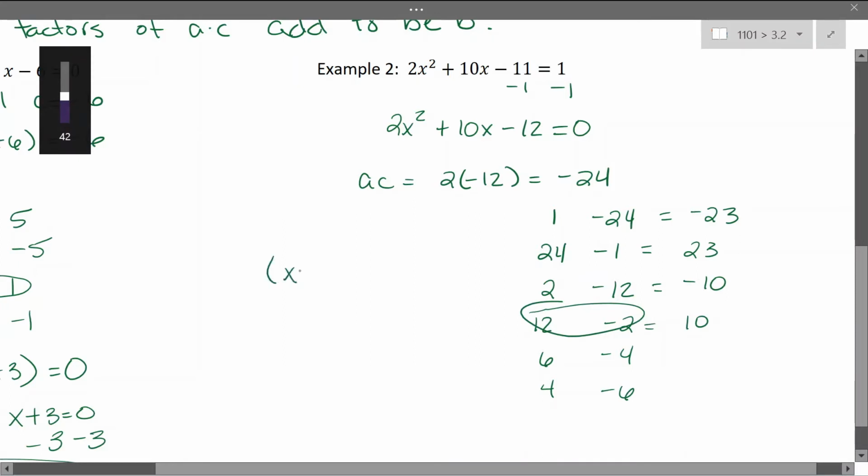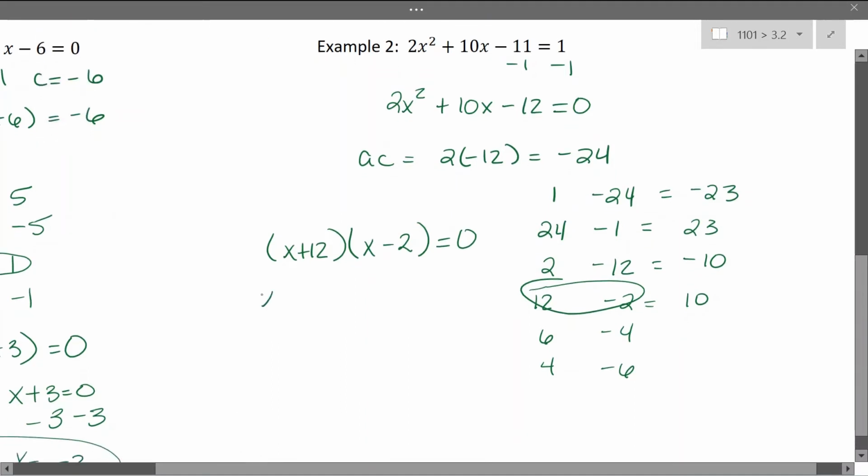So we get x plus 12 times x minus 2 equals 0. So we have, by our zero product property, x plus 12 equals 0, x minus 2 equals 0. So we solve each of these. So we get x equals negative 12, or x equals 2.